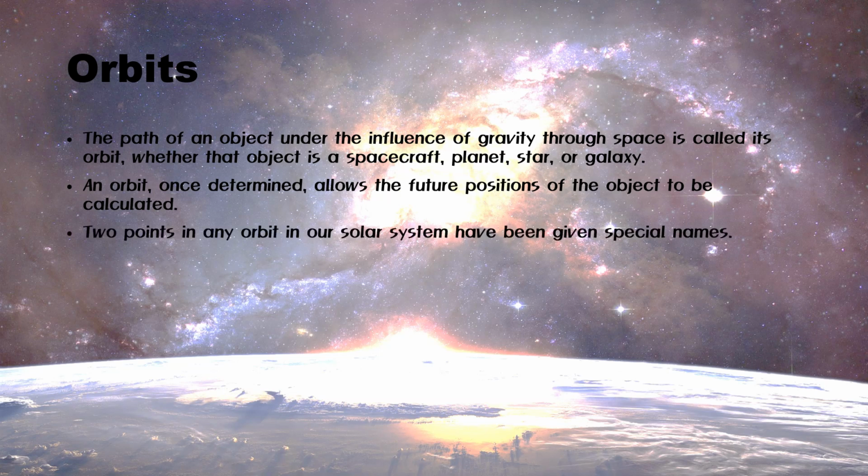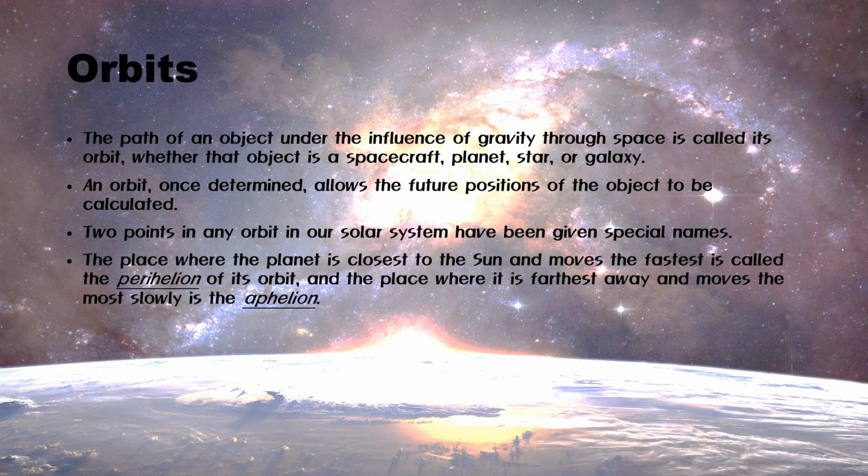Now, 2 points in any orbit in our solar system have been given special names. The place where a planet, for example, is closest to our sun and moves the fastest is called the perihelion of its orbit, and the place where it's farthest away and moves the most slowly is the aphelion.